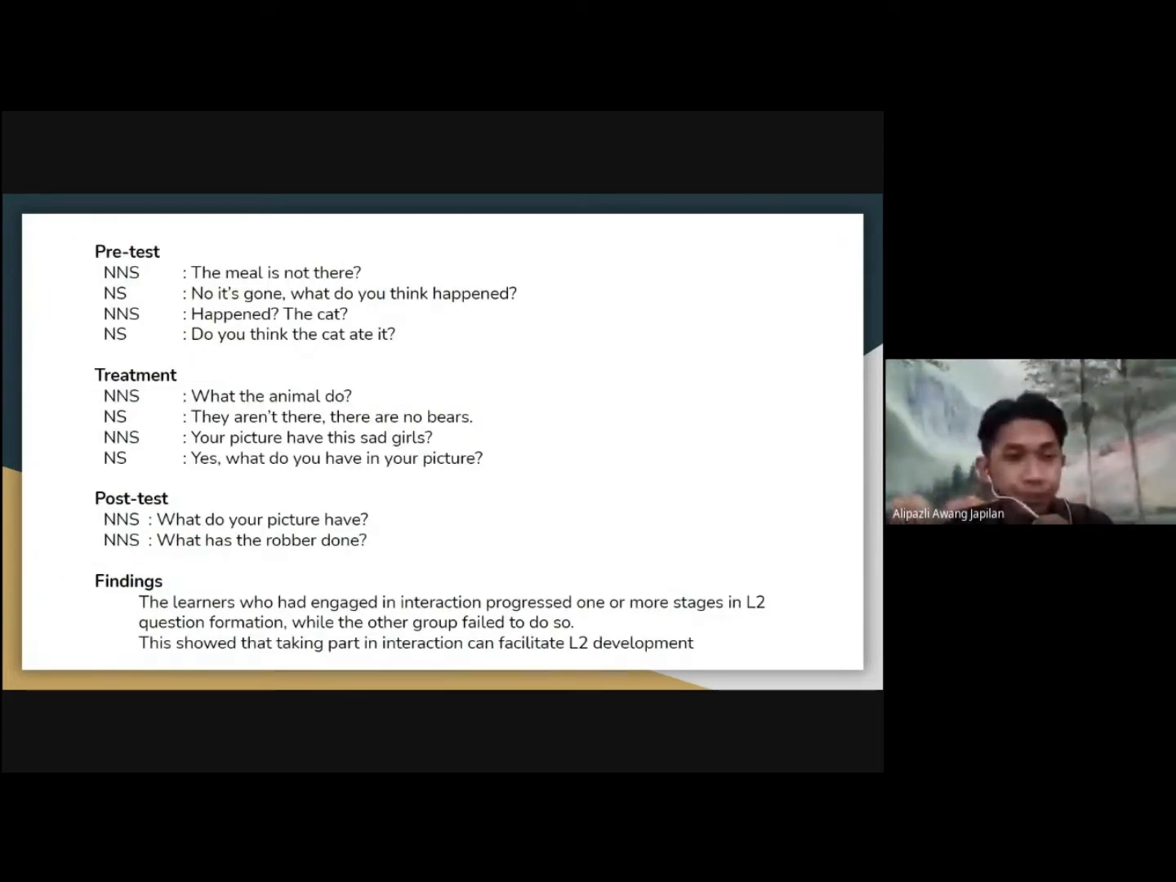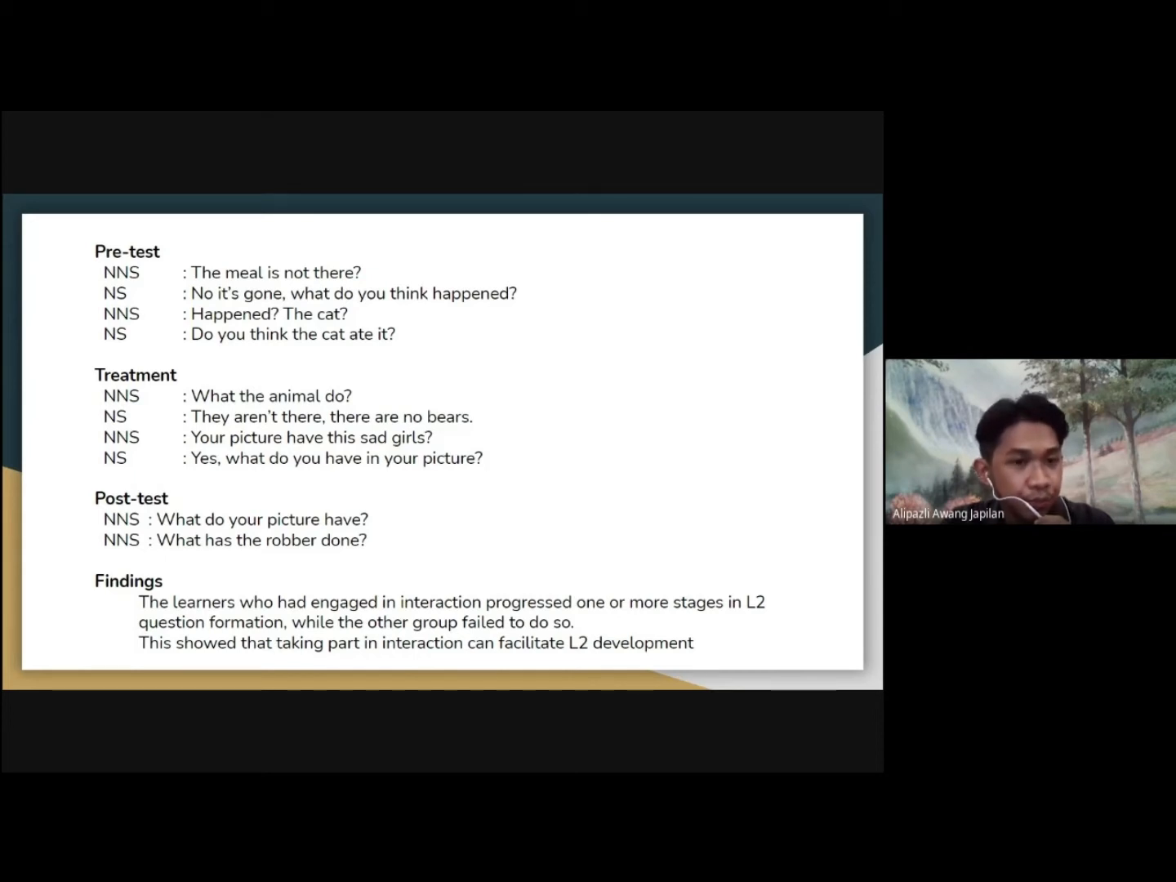Next slide. All right. Okay. This is the findings from the Mackey 1999 study, where if you can see that in the pre-test, the non-native speaker began the conversation by asking the question, "The meal is not there." And then the native speaker answered, "No, it's gone. What do you think happened?" And then the non-native speaker said, "Happened, the cat." And then the native speaker answered, "Do you think the cat ate it?" Okay. And then next, in the treatment, the non-native speaker asked, "What the animal do?"